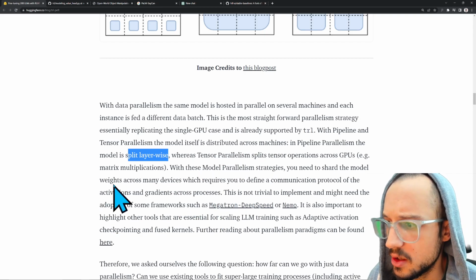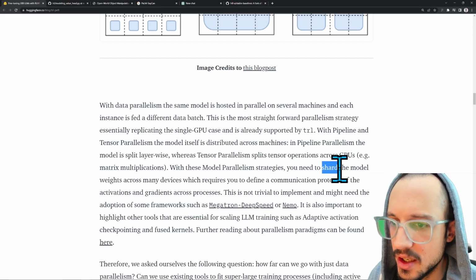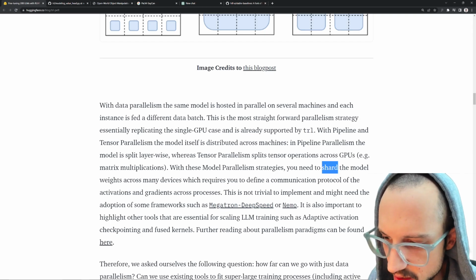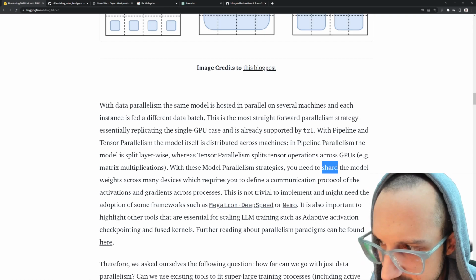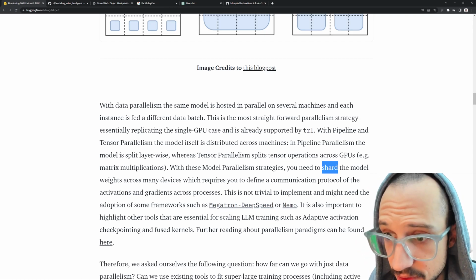You need to shard the model weights across many devices. Sharding is basically the process of taking one big blob of data and turning it into smaller little blobs of data that get sent to different machines.